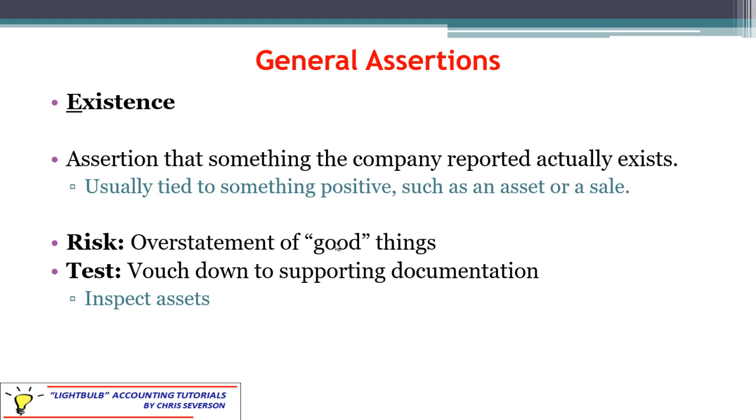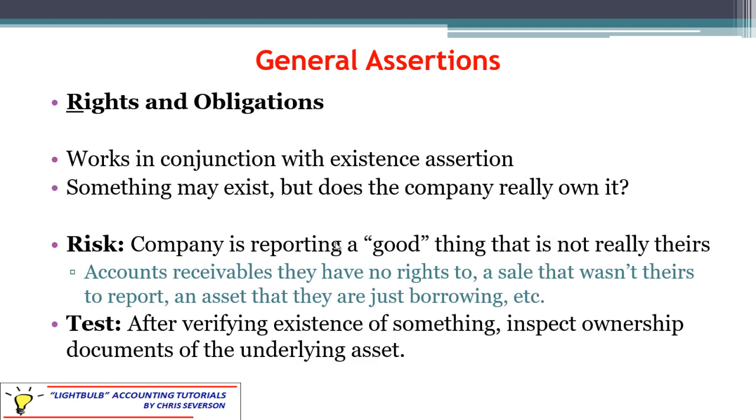Rights and obligations. This ties with the existence assertion. So you may find that an asset existed. It's in this room. We saw it. We know it's there. But do they have the right to that asset? Do they really own it? They may be holding it for somebody, and maybe it's not theirs. Physically it's there, but it's not their asset to report. So it's the same thing. We're trying to make sure they didn't report something that really should not be reported.